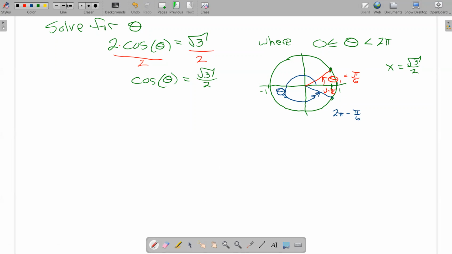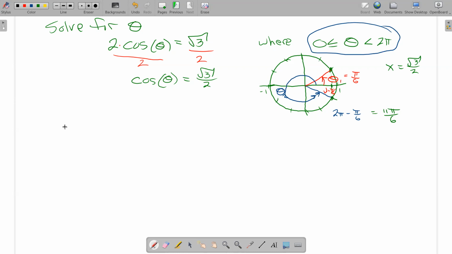So if I count by pi over 6, this would be 1 pi over 6, 2 pi over 6, 3 pi over 6, 4 pi over 6, 5 pi over 6, 6 pi over 6 takes me to pi. 7 pi over 6, 8 pi over 6, 9 pi over 6, 10 pi over 6, 11 pi over 6. So this ought to be 11. Oops, it's pi. 11 pi over 6. Should be that angle.